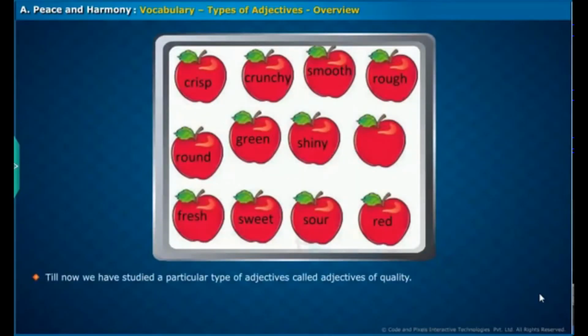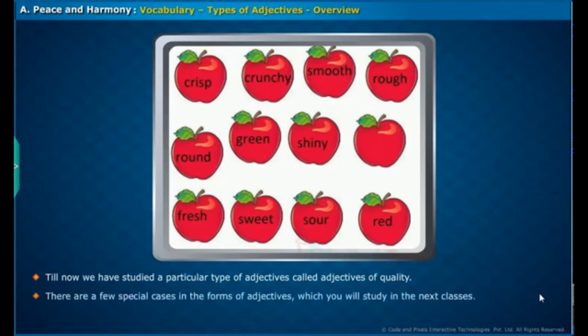Till now, we have studied a particular type of adjectives called adjectives of quality. There are a few special cases in the forms of adjectives which you will study in the next classes. An overview of the adjectives is presented here.